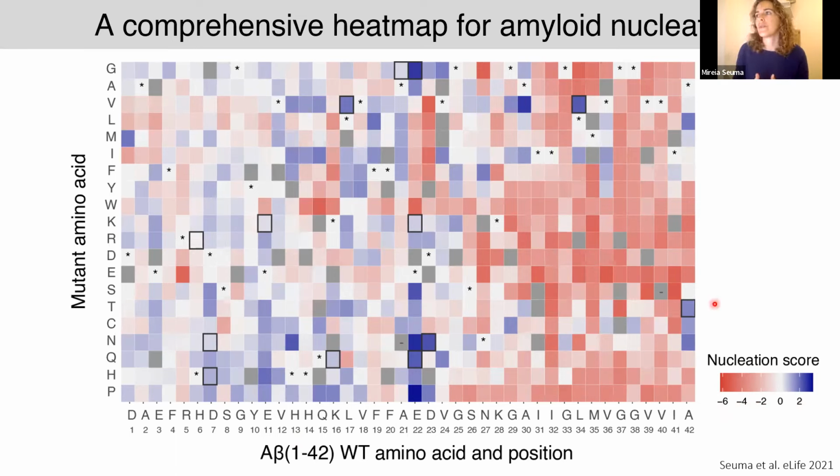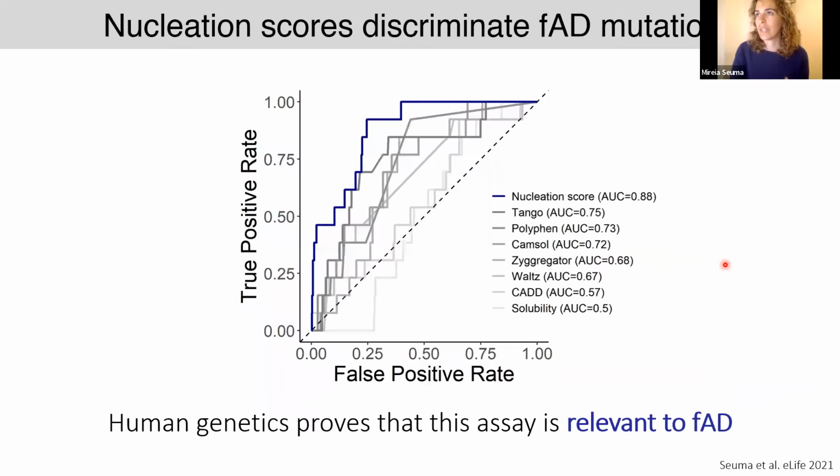One of the first things that we asked ourselves here is how do the disease mutations score in this assay, and you can see them here again in a black square, and all of them have a positive nucleation score, meaning that all of them increase nucleation. We also tested the performance of the nucleation scores in discriminating disease variants, and the ROC curve here in blue shows you that nucleation scores accurately discriminate all of them, and they do it better than any other computational predictor or experimental assay done before. So ultimately, human genetics is proving that this assay is relevant to familial Alzheimer's disease.